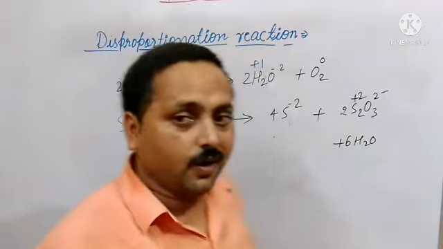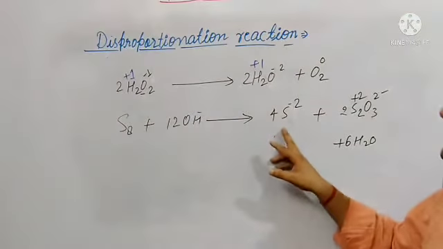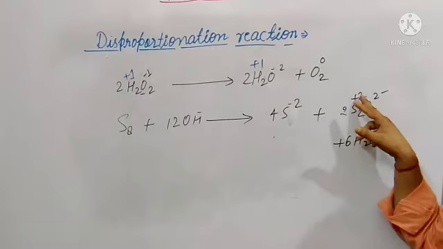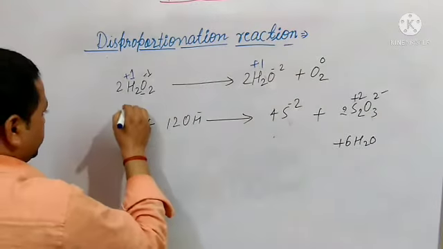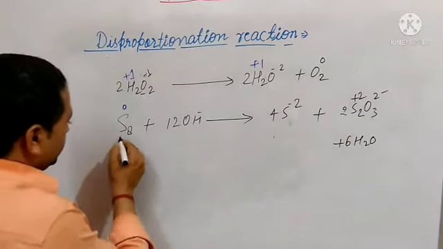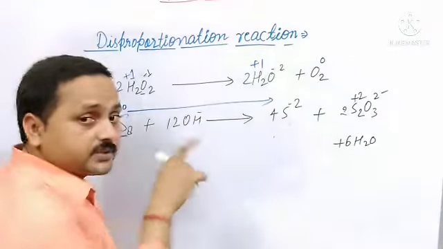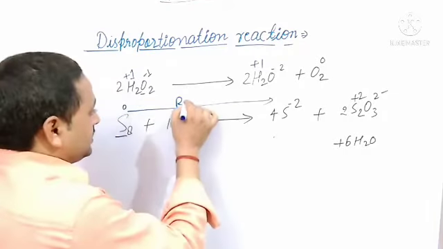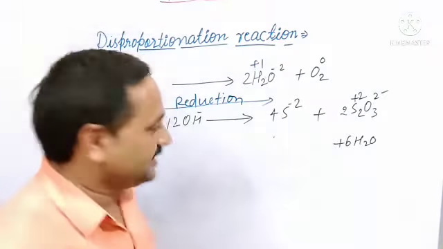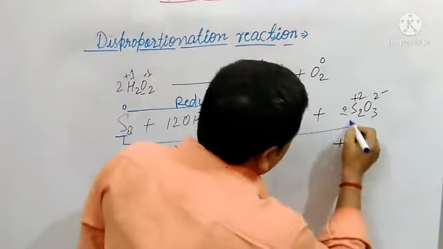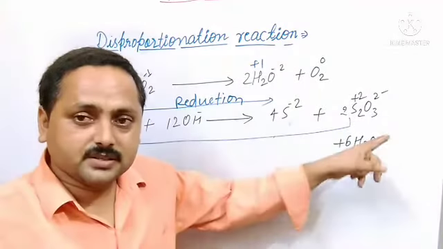So I wrote another example of a disproportionation reaction. S8 reacts with 12 OH minus and gives 4S2 minus, 2S2O3 2 minus and 6H2O. Here the oxidation state is 0 and it is decreasing, so this is a reduction. Don't be tense, wait, this is a reduction. And from 0 to plus 2, that is an increase in oxidation number, so that is oxidation.